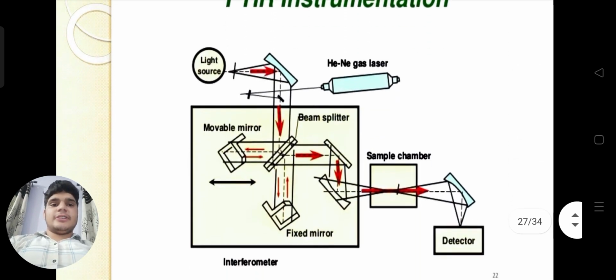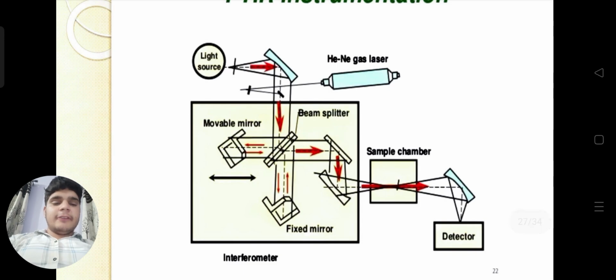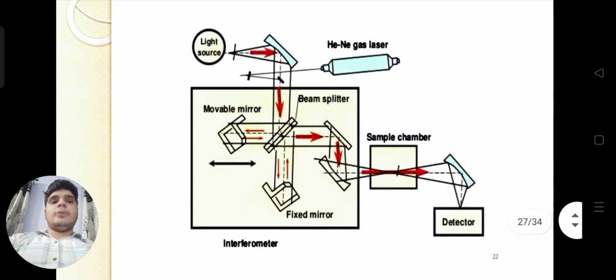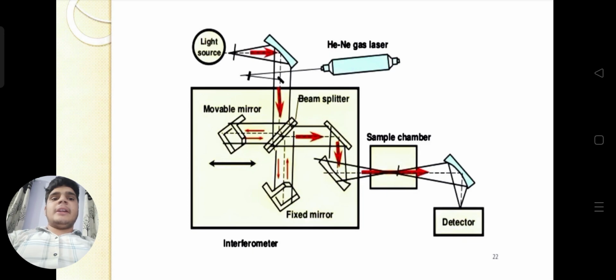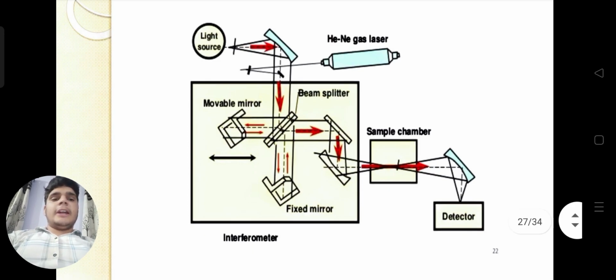FTIR instrumentation is shown below. Here we have taken an interferometer, a detector, the glasses for the refraction, the sample chamber, and we will also introduce a helium neon gas laser. Firstly, the light source. From the light source, the beam touches the mirror and is projected towards the fixed mirror, then the movable beam splitter, and we will finally see the different wavelengths at one time.